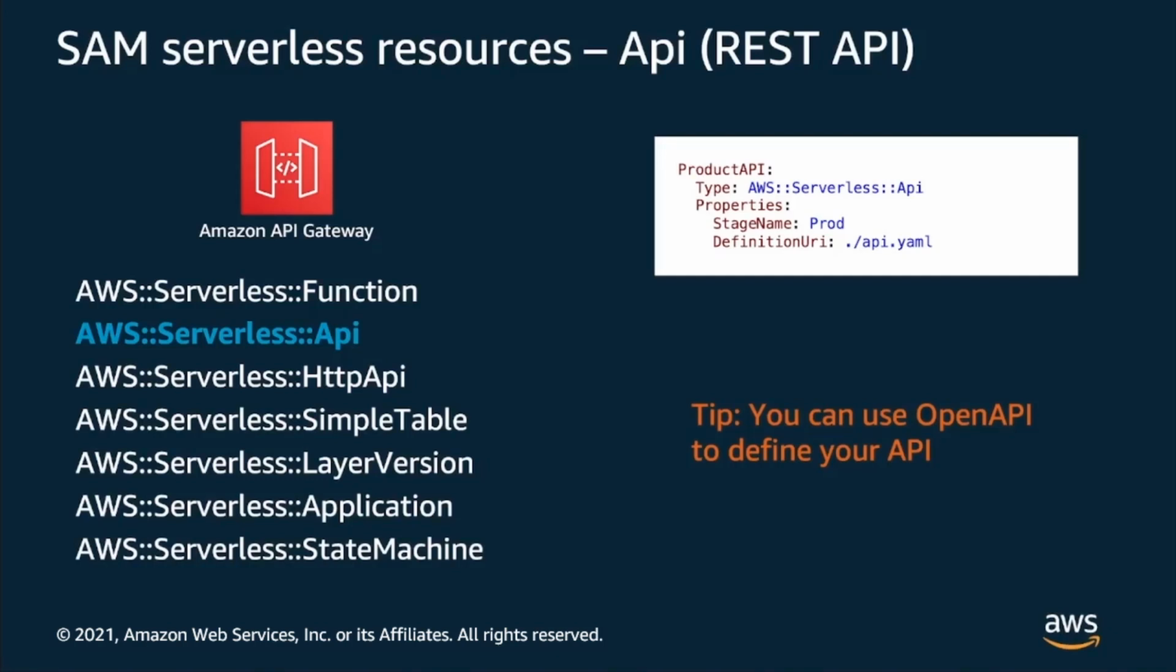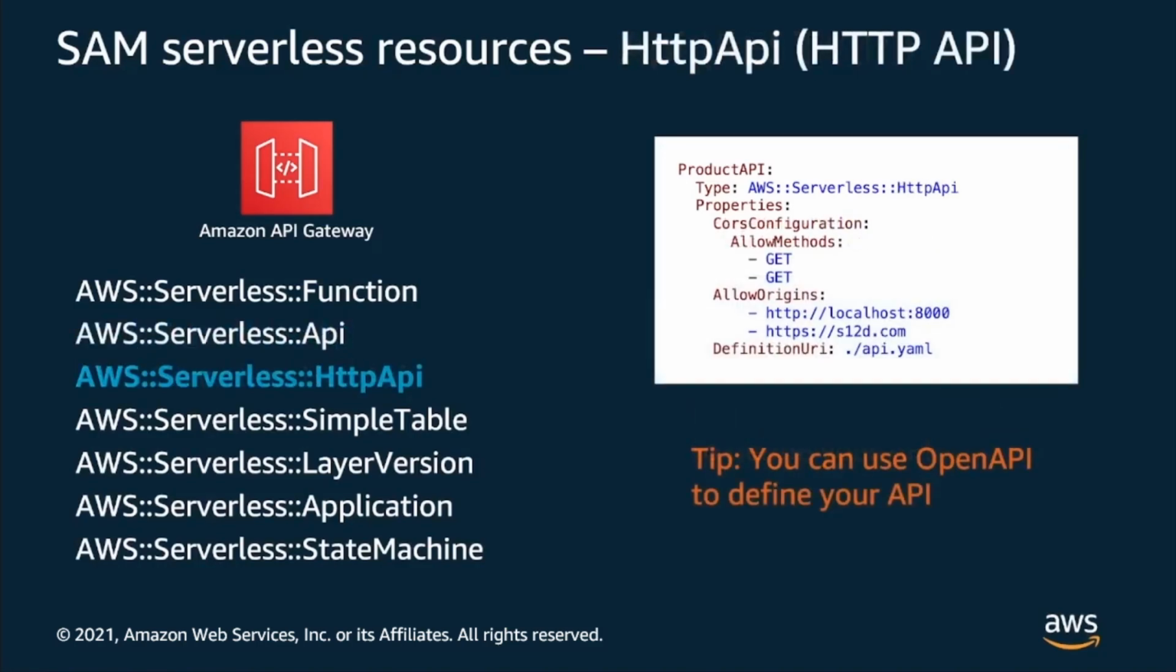The definition URI points to an API.yaml file, which has an OpenAPI. And you don't have to do OpenAPI. You can declare more things in the same template. But using OpenAPI allows you to manage your APIs in a way that's migratable. And also, you can go to the API Gateway console in AWS and build out exactly what you want and then export that as an OpenAPI template and then just put it in your API.yaml file or whatever you name your file. And there you go. You have a full configuration for API Gateway.